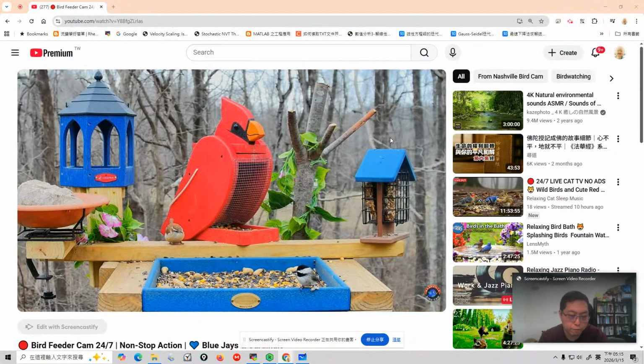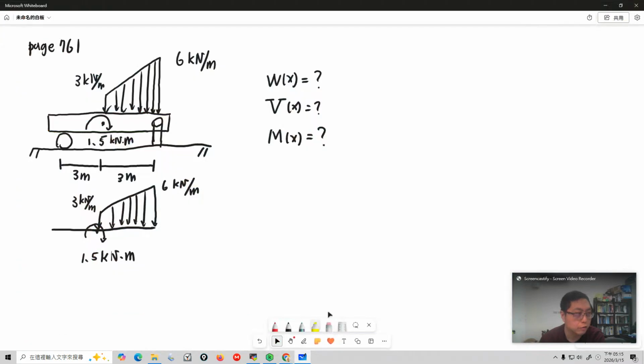Hello everyone. In this video I'm going to demonstrate an example of finding the loading function of a beam. This problem is a little complicated because the distributed load is complicated, so that's why I want to demonstrate this example. This example is on page 761 of the textbook.